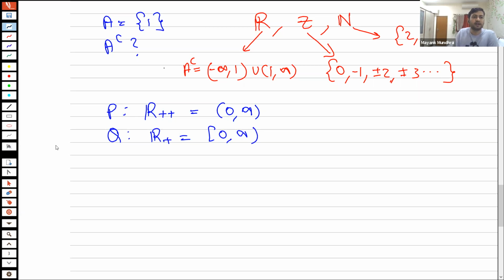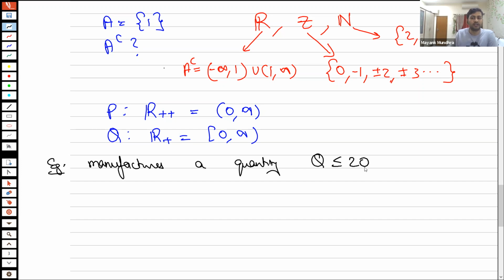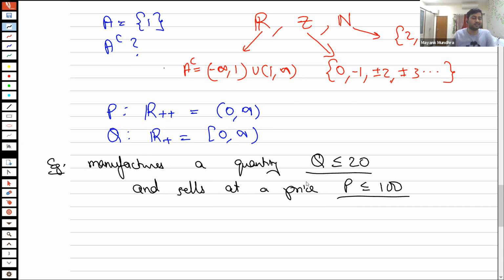So suppose, for example, you are considering a firm which manufactures a quantity Q which is less than or equal to 20 and sells at a price P less than or equal to 100. So suppose there's some price ceiling and there's some quantity constraint. So what is the set of all possible quantities now? Quantity greater than 20 is not allowed.